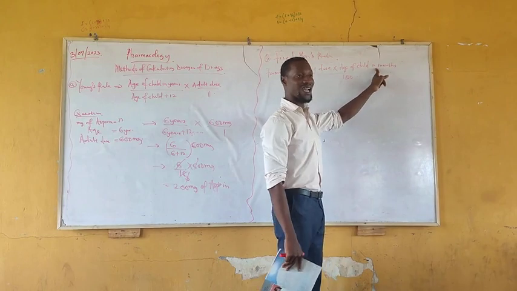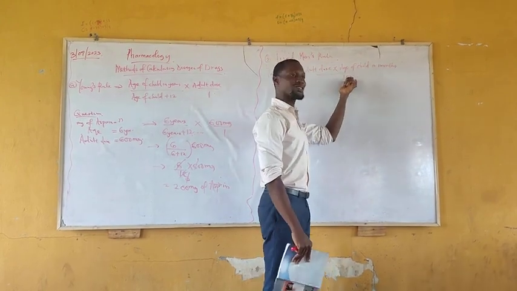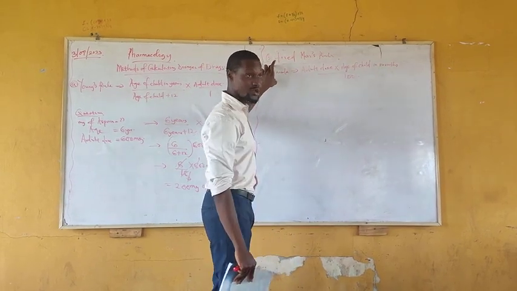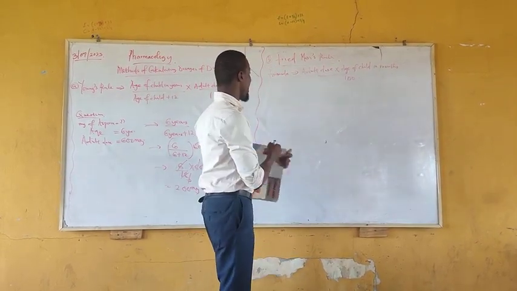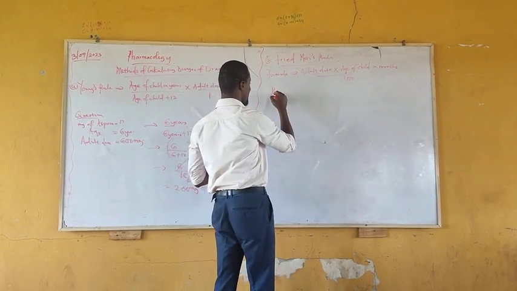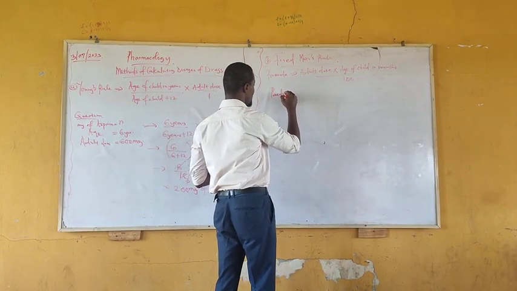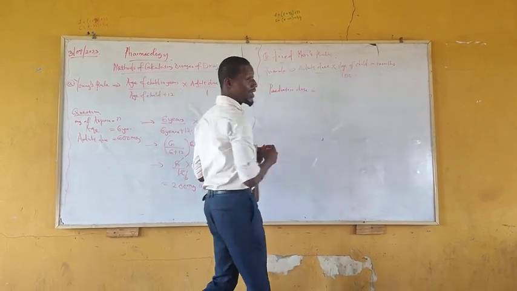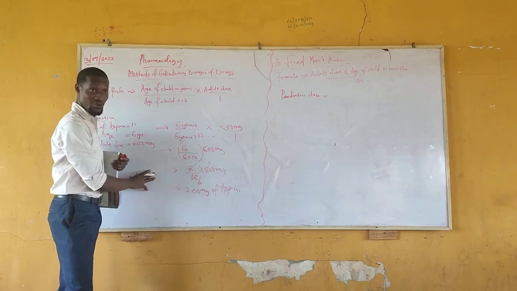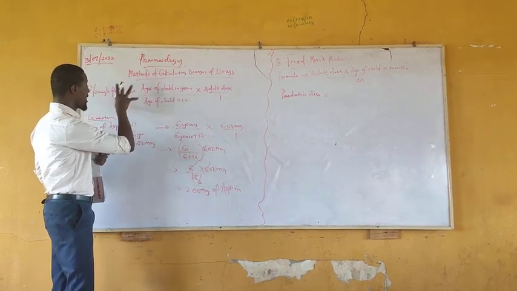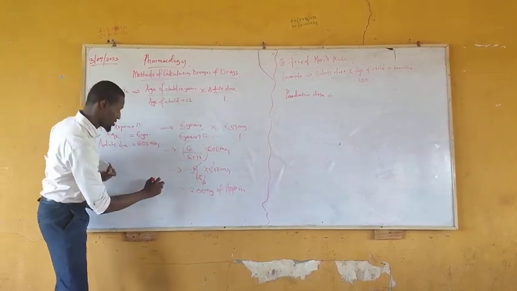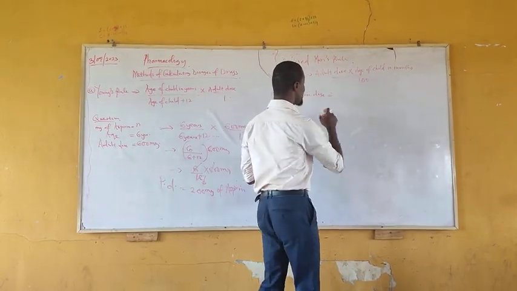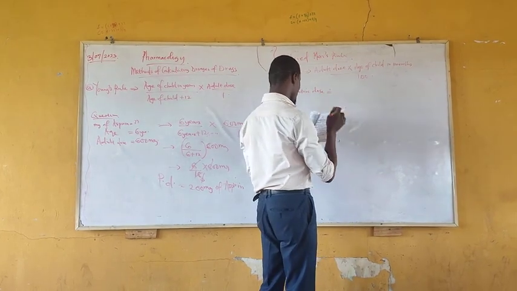They must give you the child's age in months. This one is a constant. What we are looking for is the pediatric dose. Do you get it? The pediatric dose is what we are looking for with this formula. I think that is clear. So this formula is just to get the pediatric dose. They must give us that in the question.